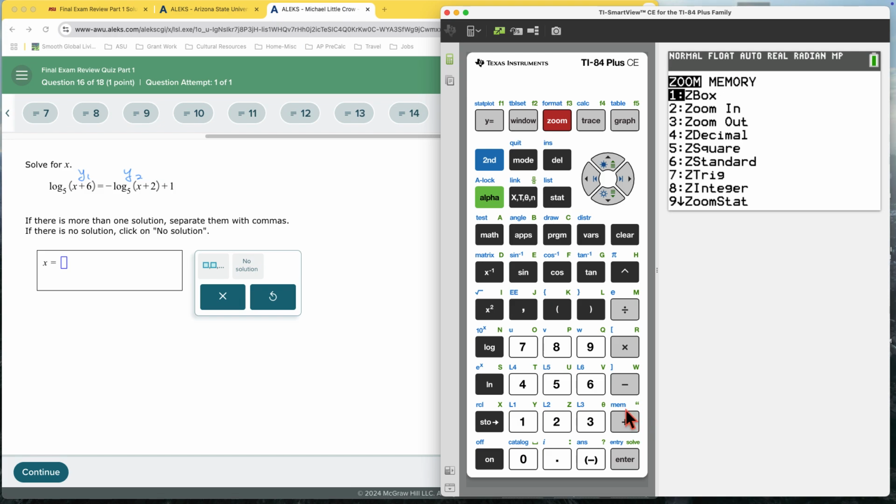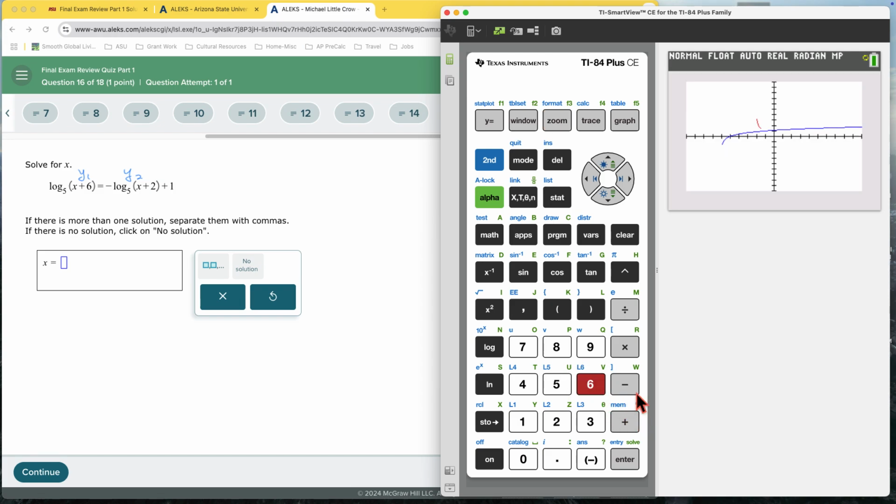You can always go to zoom standard just to make sure everything's there. And you see the intersection right there. One's going up, one's coming down. There's only going to be one intersection. And when we solve it by hand, we'll see there might have been two, but we would have to exclude one of them.